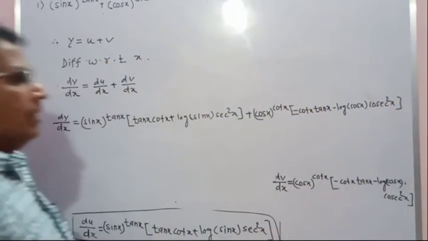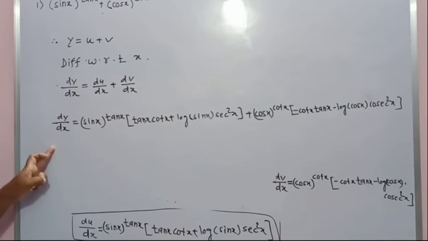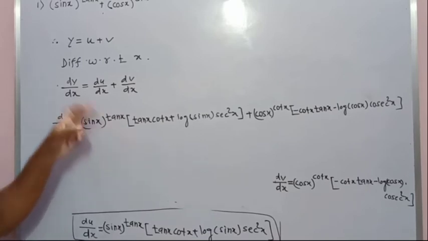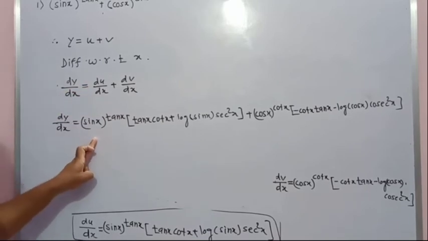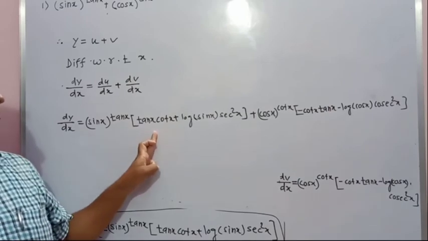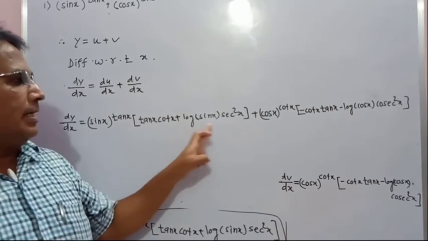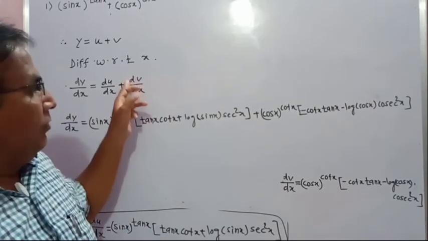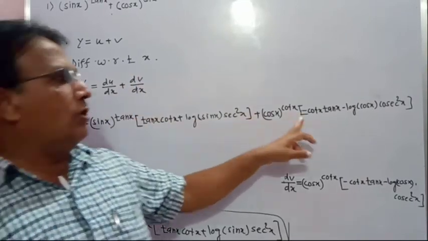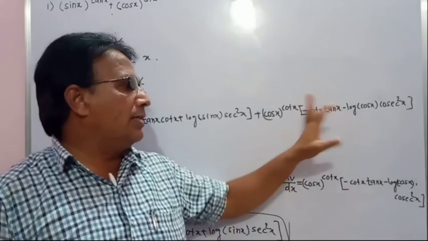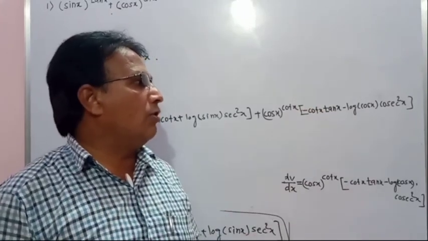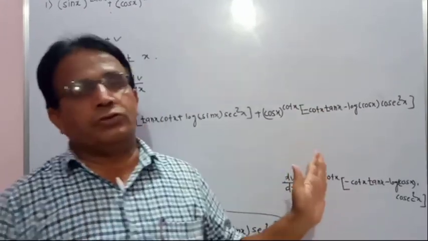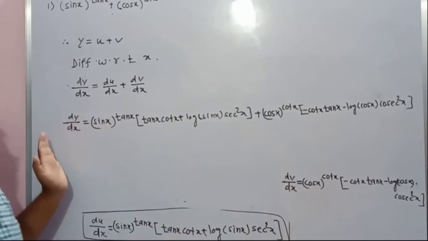This is the final derivative, dy by dx equal to du by dx, which is sin x raised to tan x into cot x plus log of sin x into sec square x, plus dv by dx, which is cos x raised to cot x into minus cot x into tan x minus log of cos x into cosec square x. This is the final answer.